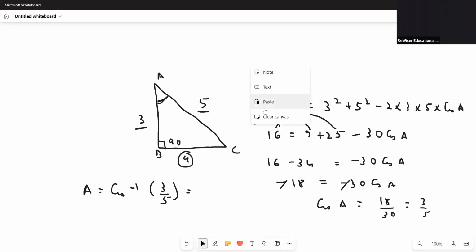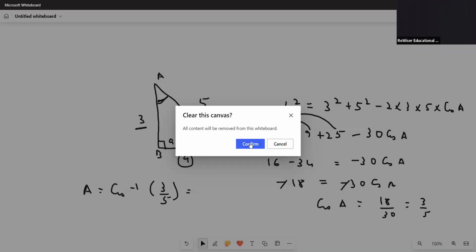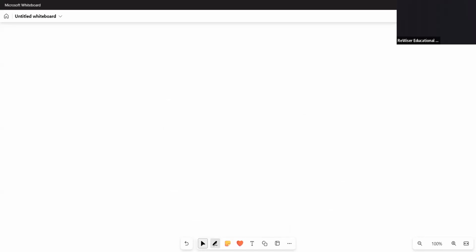Now, moving ahead is a very important part that we call the area of any triangle. Now, suppose we have any triangle like this.